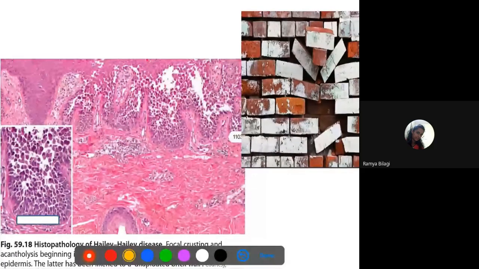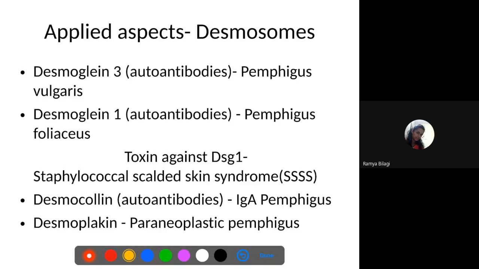So now that we have learnt about the desmosome, we shall see what happens when there is any mutation or any pathology associated with the desmosome. If there are autoantibodies against desmoglein 3, this was the intercellular part of the desmosome, we see a condition called pemphigus vulgaris.